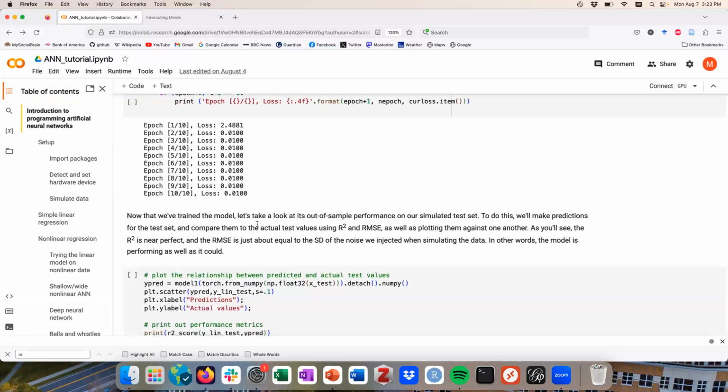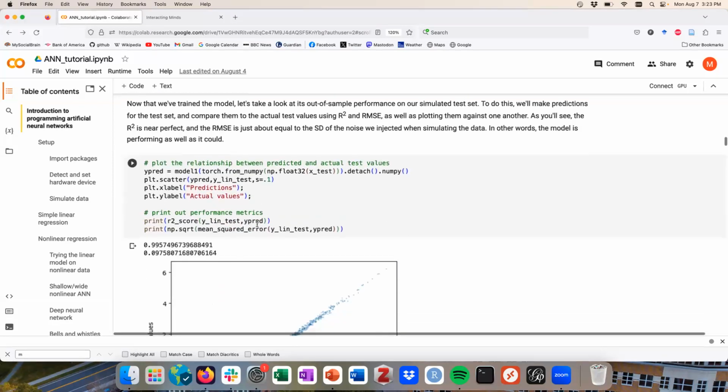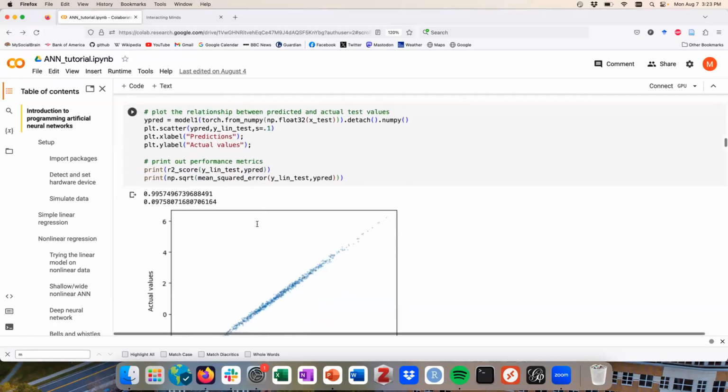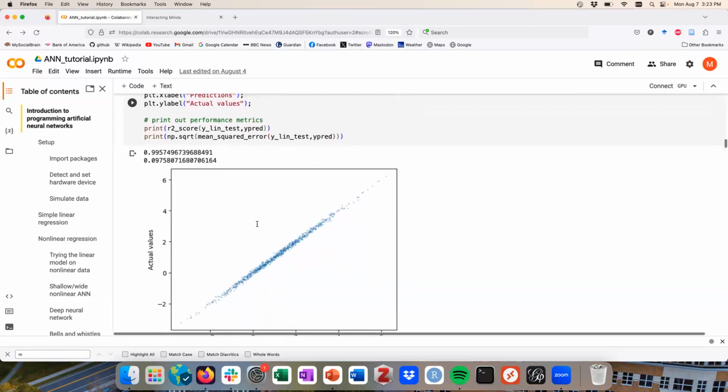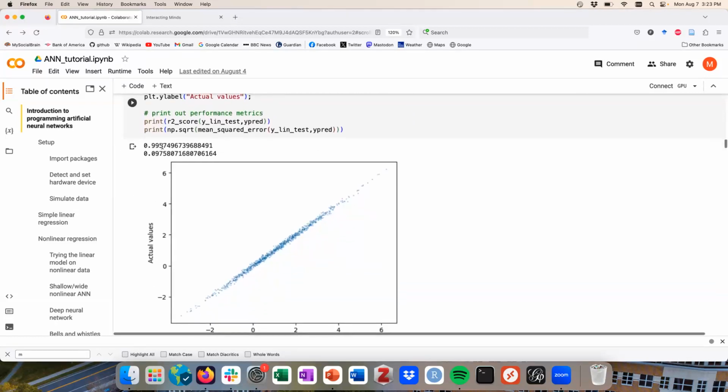Right, so these values are good. We can take a look at how good they are on the test set rather than the training set, and we can see they're also good here. So we have an R squared of 0.995, and we have an RMSE, that is sort of the average error, of just about 0.1.